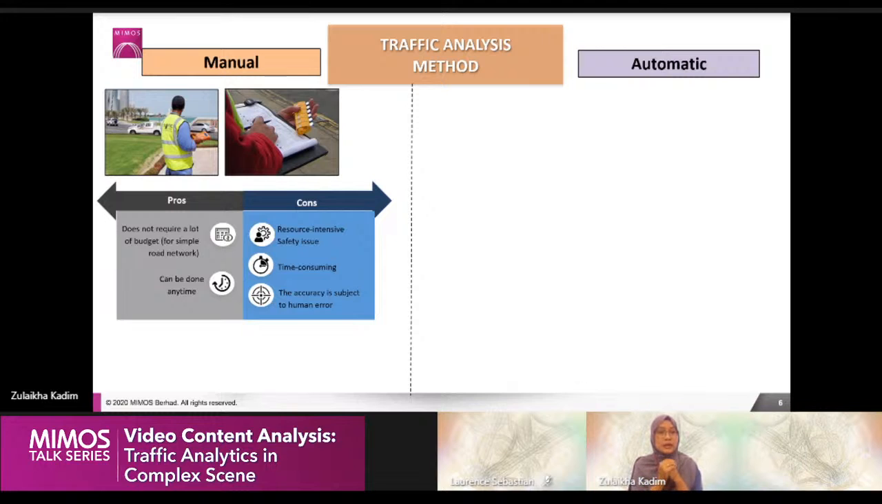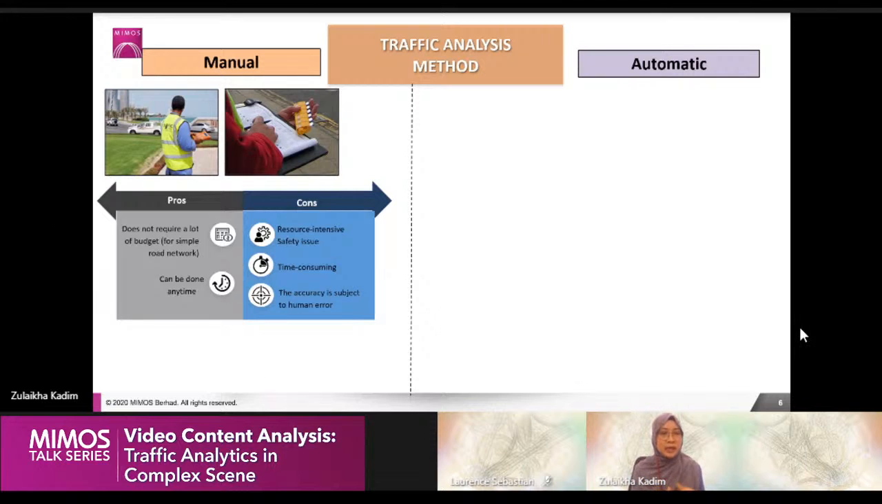So there are some pros and cons for this method. The pro is that it doesn't require a lot of budget for a simple road network because they can put one person there to monitor the whole stretch of road. But when the road network becomes complex, for example, more than one lane, a lot of vehicles, and a variety of vehicle classes, they need more people. In this case, they need more budget to do this manually.